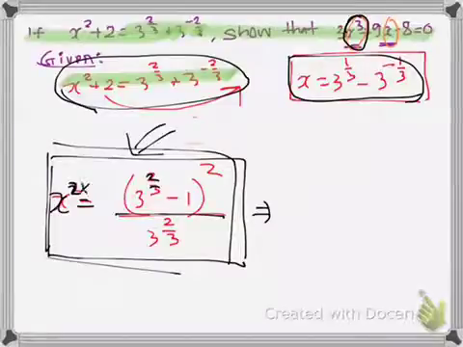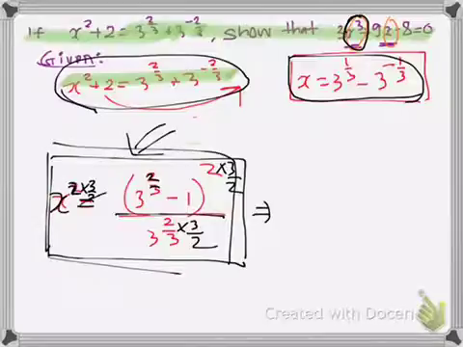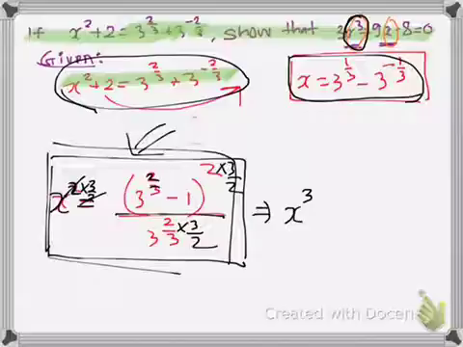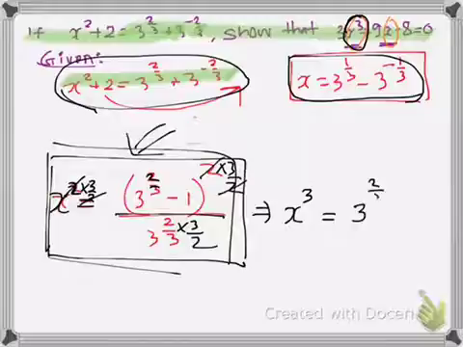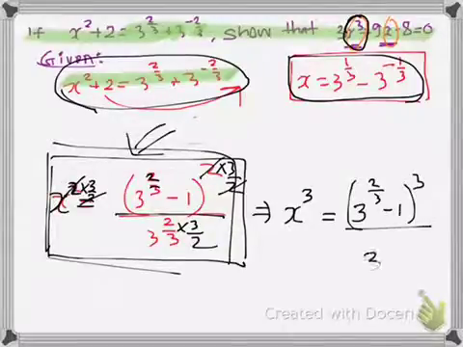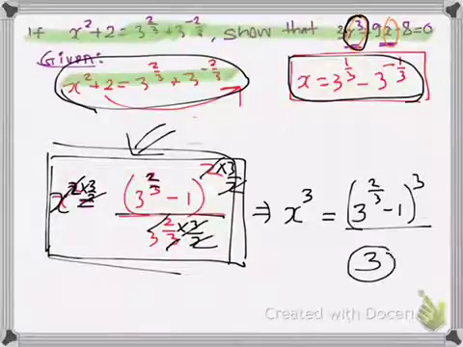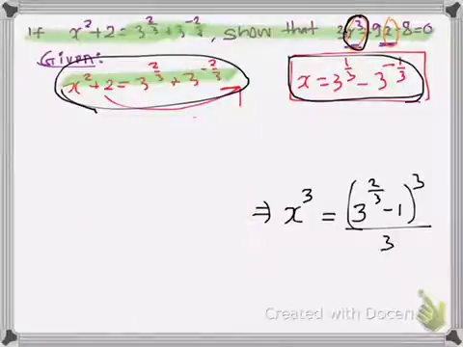To do that, let us multiply both the sides by the power 3 by 2. So here we have to multiply by 3 by 2. So 2 and 2 in the numerator and denominator get cancelled. So this leaves us with 3x cubed is equal to, 2 and 2 get cancelled, (3 to the power 2 by 3 minus 1) whole cube divided by 3. This and this get cancelled, 3 and 3 get cancelled. So 3 alone remains as the denominator. Now let us bring 3 to the other side.